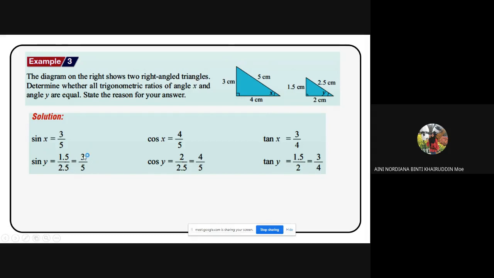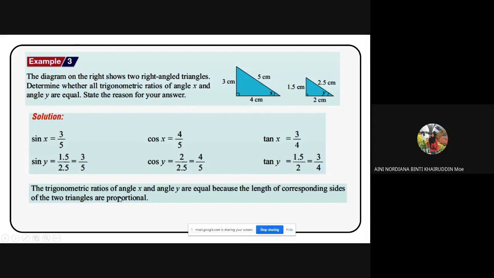As you can see, when you simplify, the value of sin x and sin y is equal. Here 3 over 5, here also 3 over 5. For cos x and cos y, 4 over 5, here also 4 over 5. This is also the same. So we can conclude that the trigonometric ratios of angle x and angle y are equal because the lengths of corresponding sides of the two triangles are proportional.